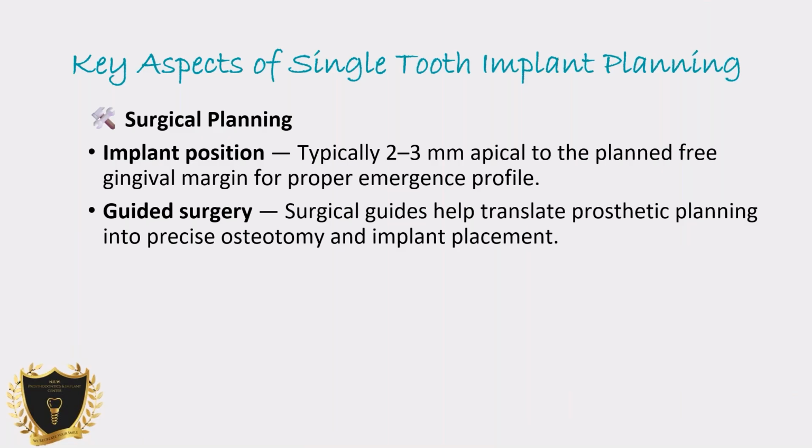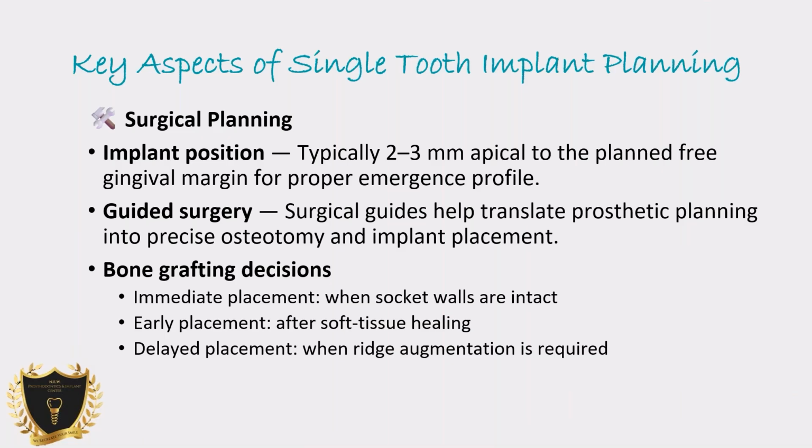Proper irrigation is important. It will give you a precise osteotomy and implant placement, and that gives you the most predictable option. Bone grafting decisions are very important because a lot of questions will come to your mind. Is the tooth present? Am I taking it out and placing an implant? What is the condition of the socket? Are the walls intact? Is there a periapical lesion? Are we doing an early placement after soft tissue healing in 3 to 6 weeks? Or are we augmenting the bone, or socket preserving and waiting for everything to heal and coming back for a delayed placement?